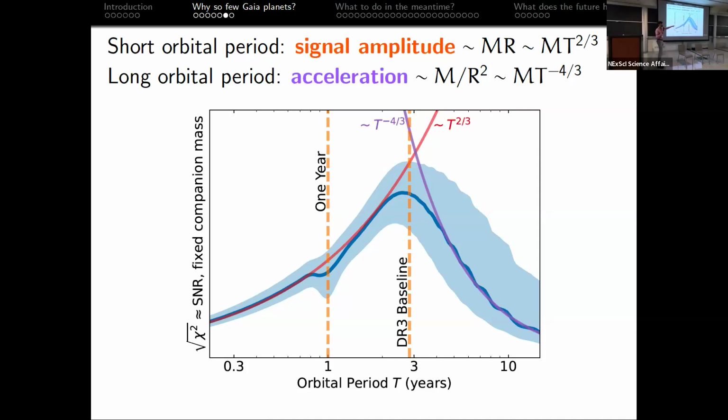But the one on the right, that t to the -4/3 line, that's going to move up like t to the 5/2. So if I have twice the time, that's going to move up by a factor of 5 or 6. And that sweet spot where I have my best detection is going to move to the right, to longer periods. So hopefully that gives you a little bit of intuition for why it is that Gaia's power for exoplanets has not yet been realized.